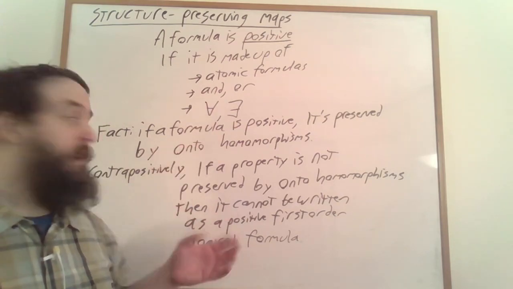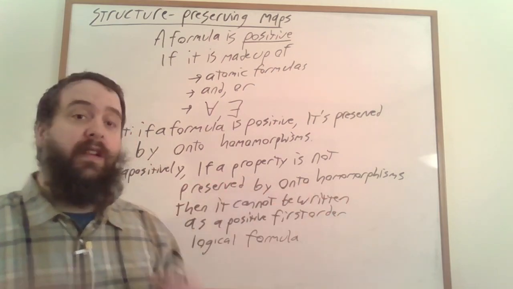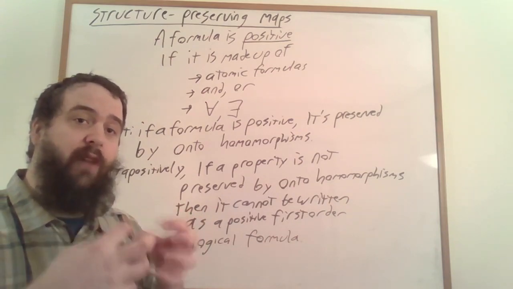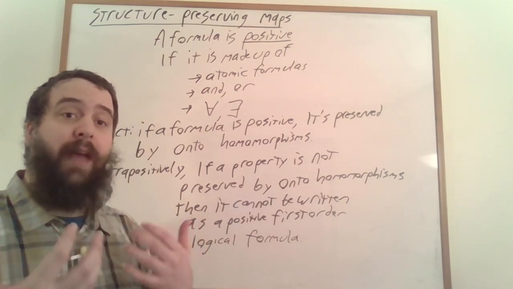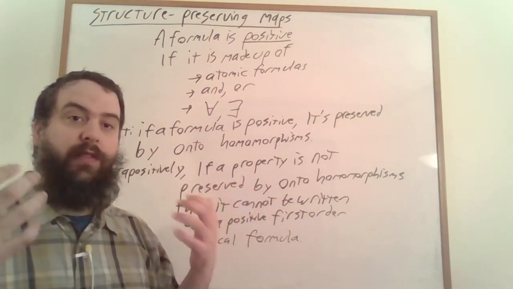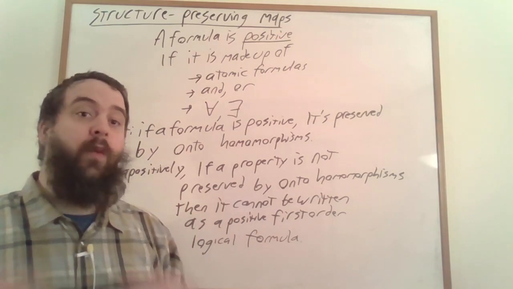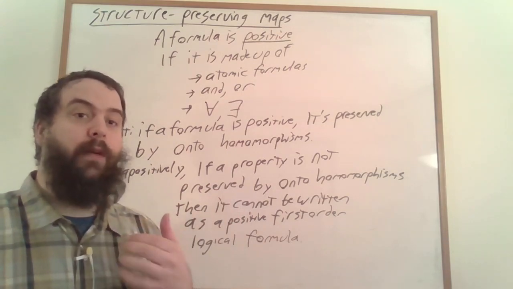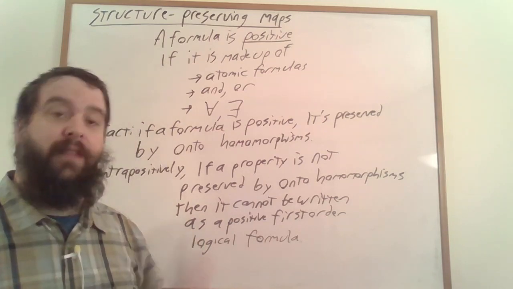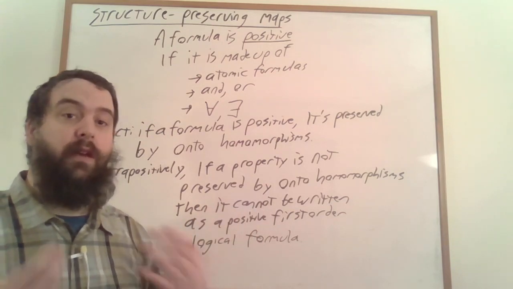On the other hand, saying that a property is not preserved by onto homomorphisms doesn't really depend on the internal construction of the formula. It really only depends on what the property is saying. What sorts of things is the property true of, and what sorts of things is the property false of. We only care about the meaning of the property and not the internal components of the way that it's written. In this case, we say that we're only concerned about the semantics, or the meaning of the formula.